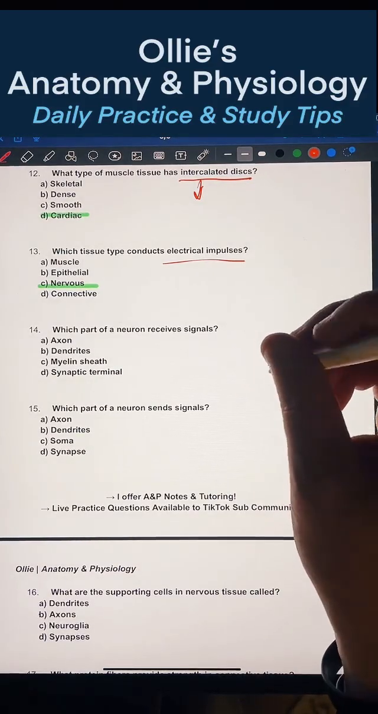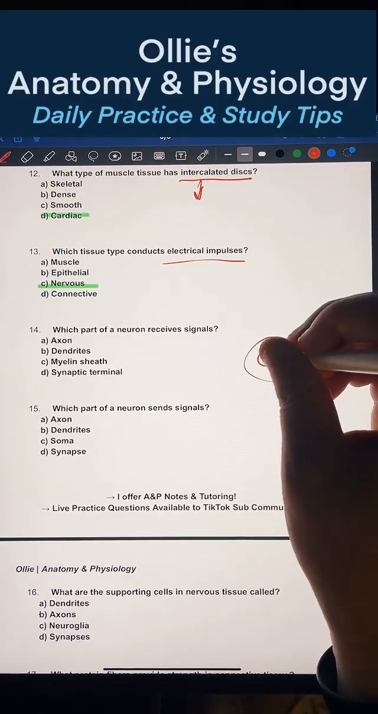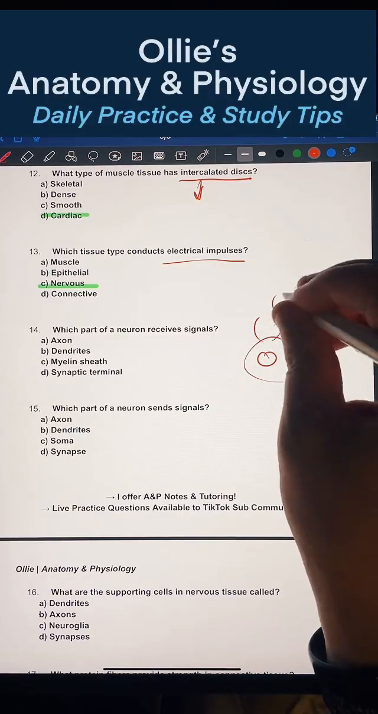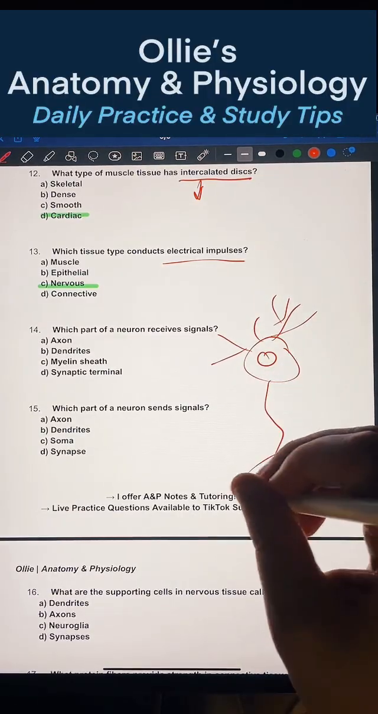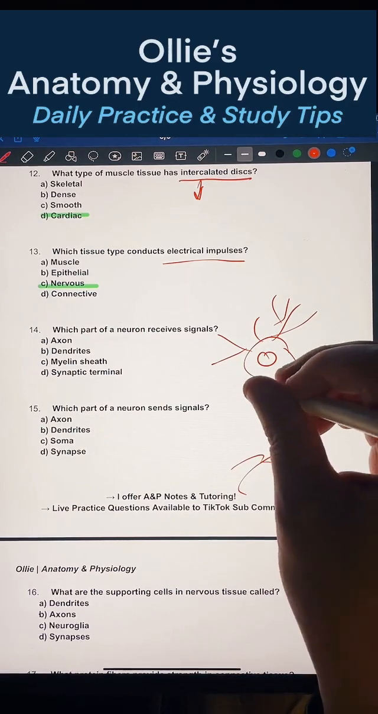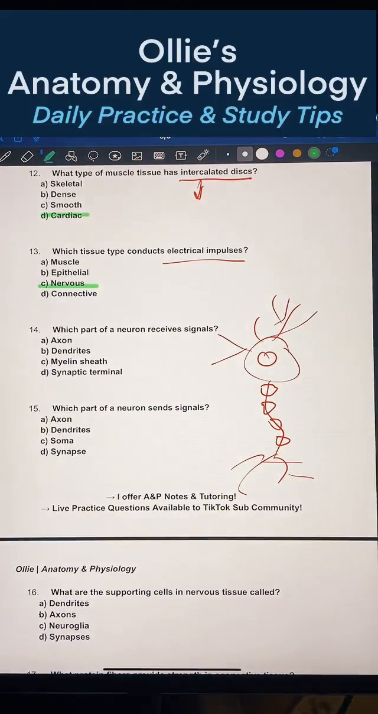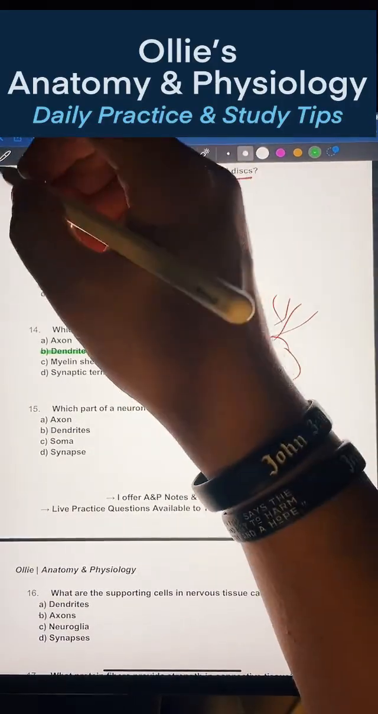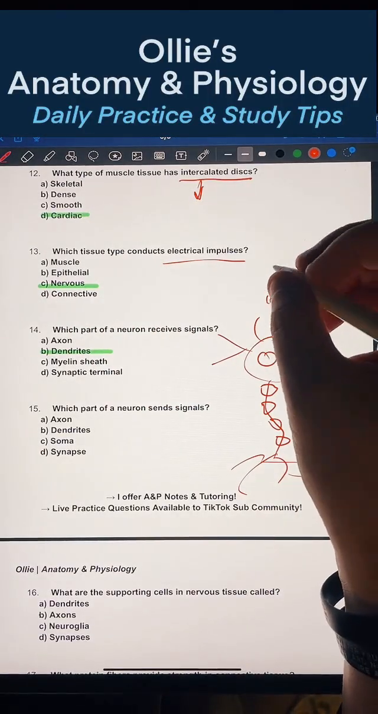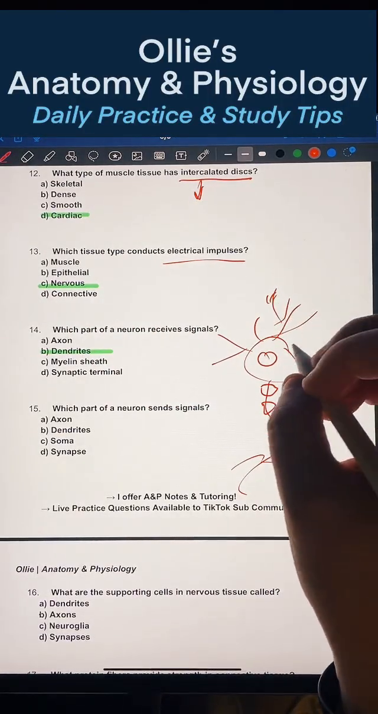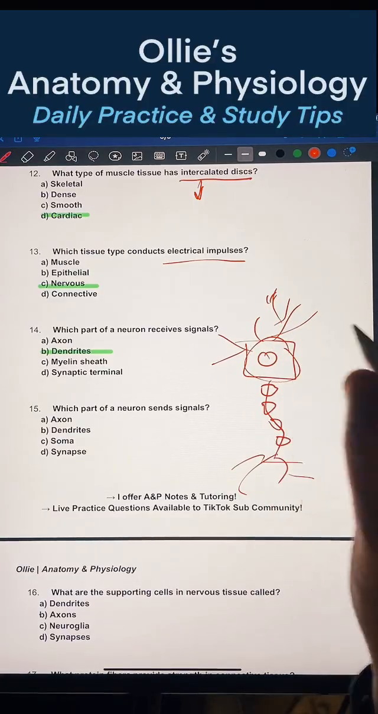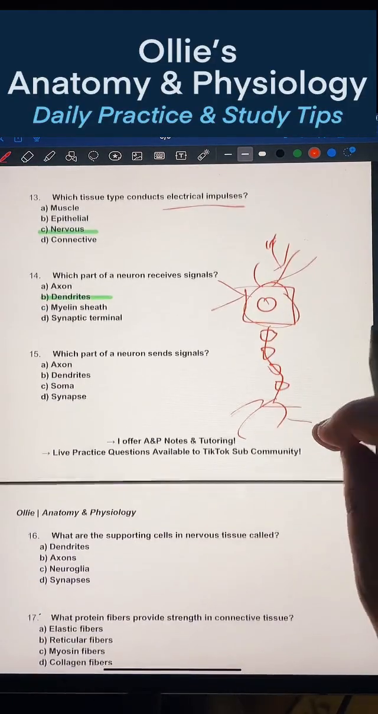So if we draw a quick neuron picture, because it's going to help. So again, we have a neuron. Which part of the neuron is going to receive the signal? The answer is B, dendrites. These are your dendrites. They're going to receive the signal. They're going to integrate it into the cell body or your soma, and then they're going to send it off, which leads us to number 15.